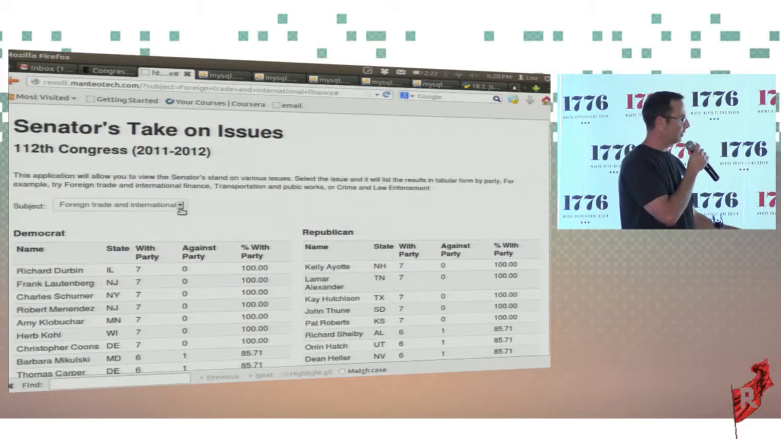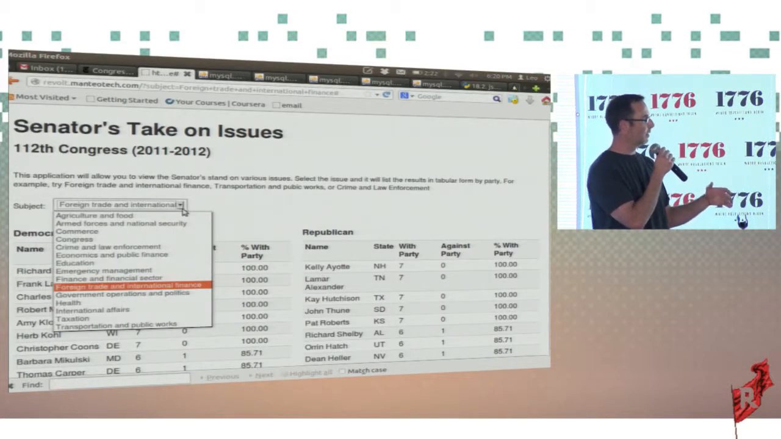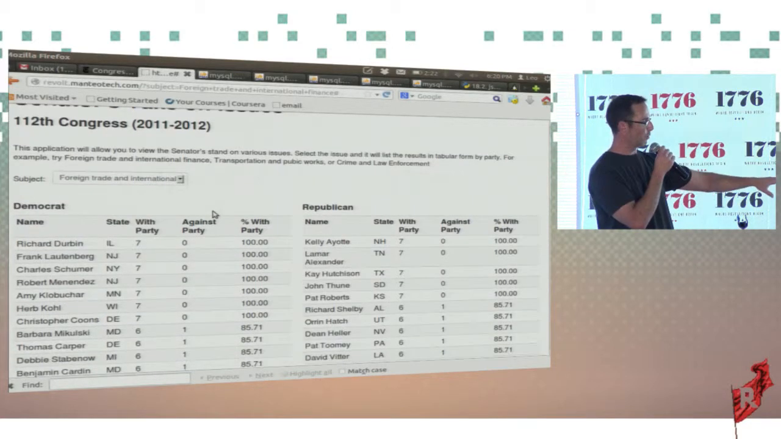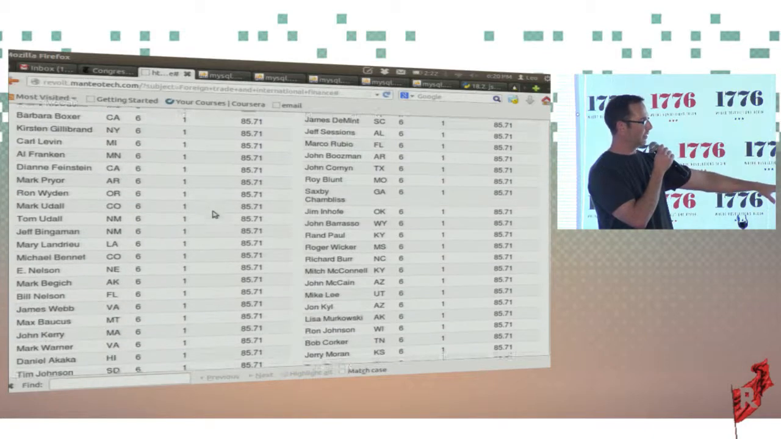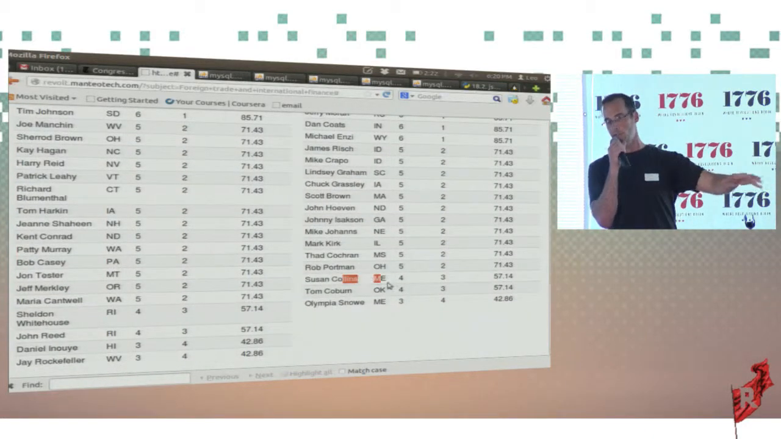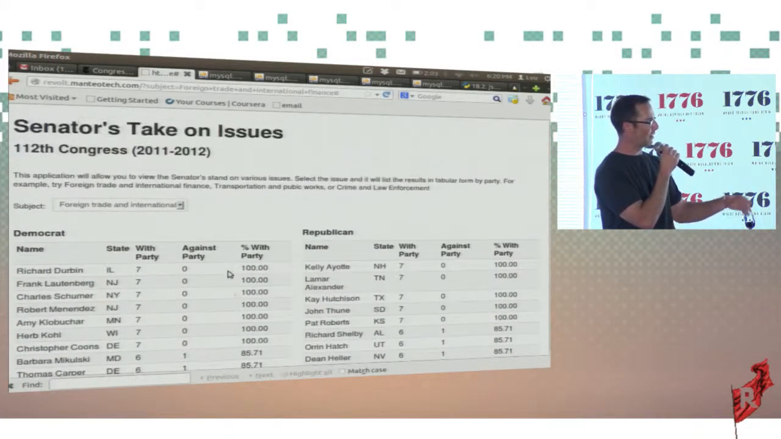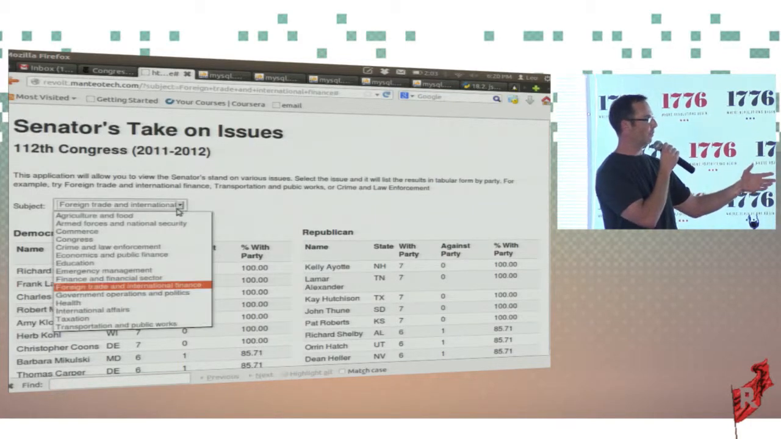And so you can kind of see here when people are willing to break rank with their party. Those are kind of the people. If we go towards the bottom, we can see these are the folks that are more flexible. And you could conceivably use this to try to decide how you're going to build a coalition on a particular issue. So that's how it breaks down for foreign trade.